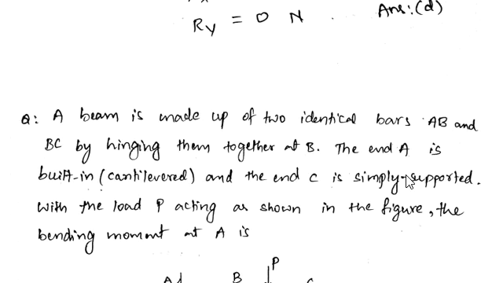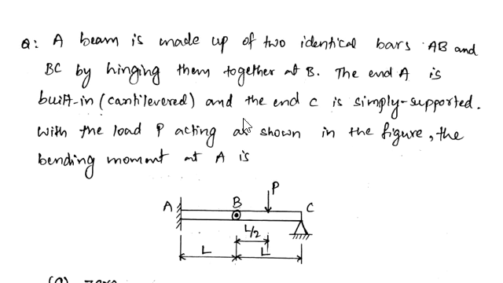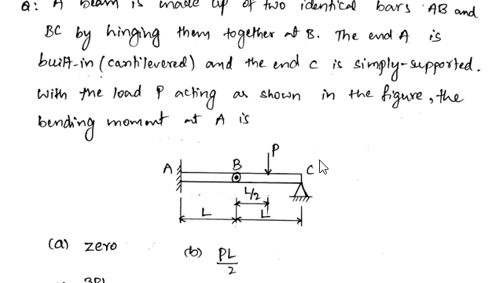And if you see the next problem, a beam is made up of two identical bars AB and BC. By hinging them together at B, the end A is built in, that is cantilevered, and end C is simply supported with the load P acting as shown in the figure. The bending moment at A is asked.